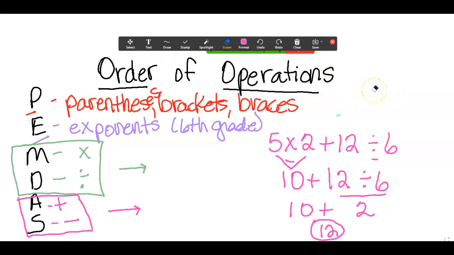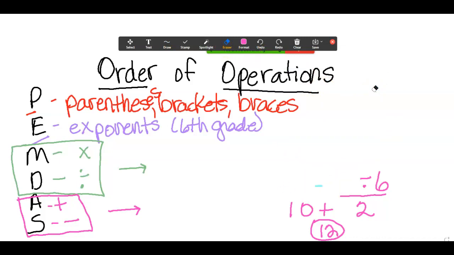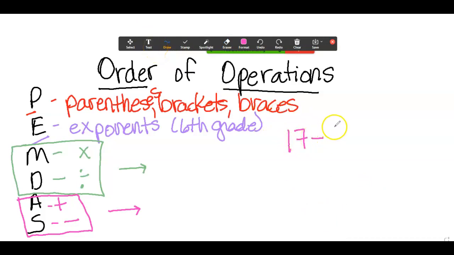All right, let's do one last one together, and then we'll do some all together. All right. 17 minus 4 plus 3. So this one we have parentheses. So we need to do whatever's in the parentheses first. It does not matter what operation it is. If it's in parentheses, that is our clue that it must come first.